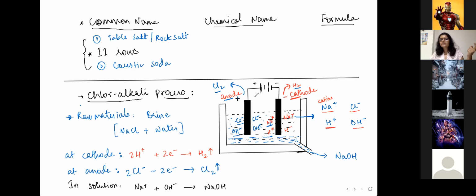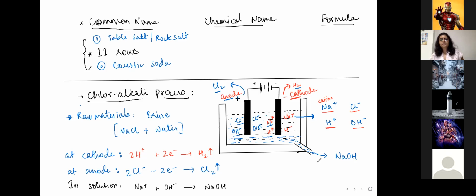Different aspects as in how much raw material you put in, how much electricity you've provided, how much of the byproducts you've gotten out of it. And based on that, you can estimate how much NaOH you got at the end of it. So that way you can control, you can slow down the reaction, you can speed up the reaction, you can do all of these things.